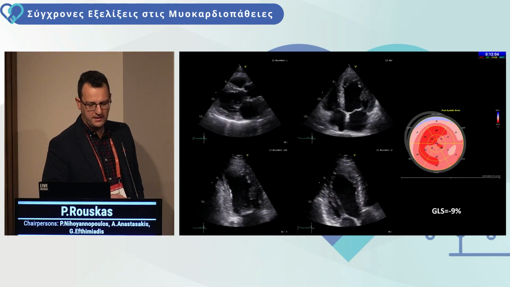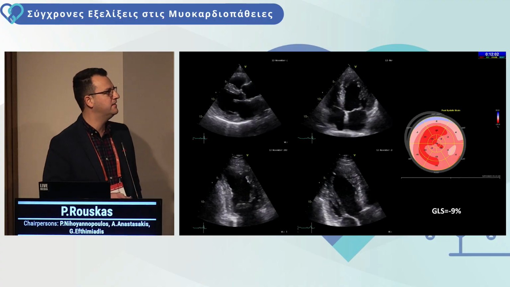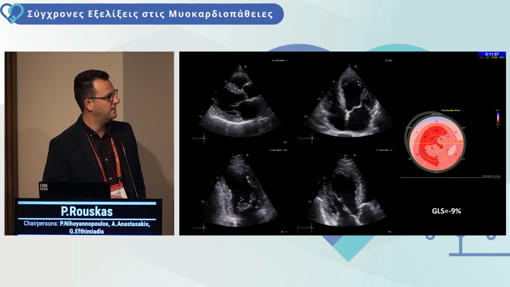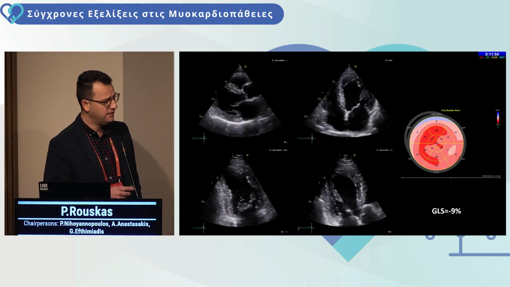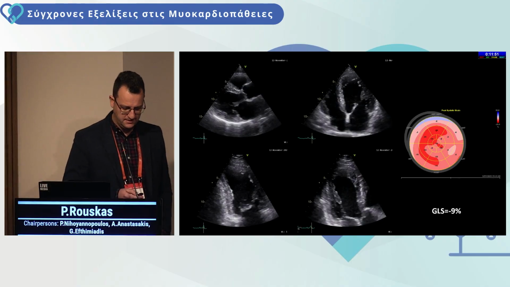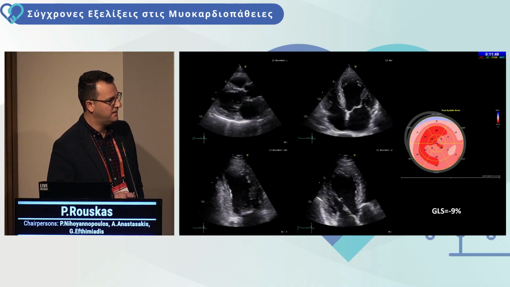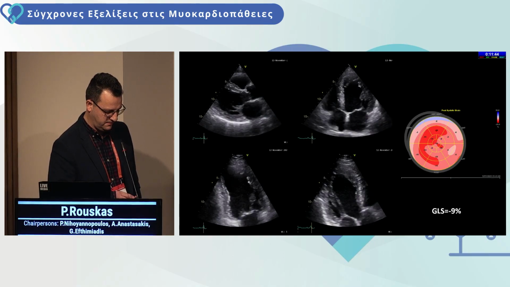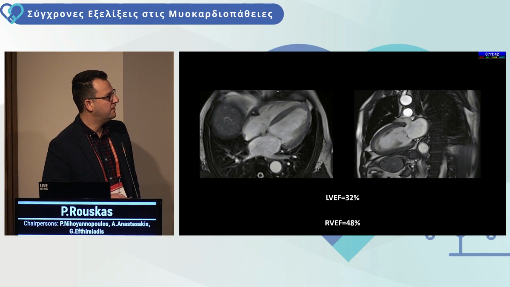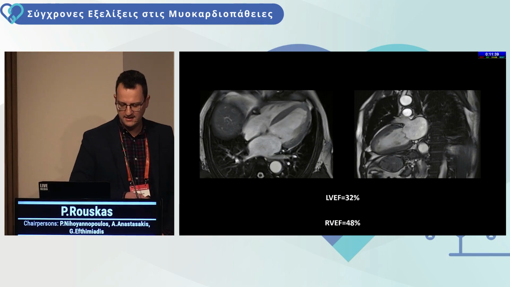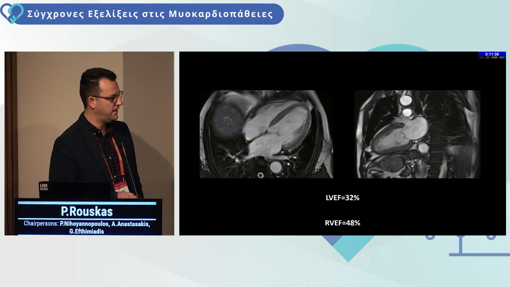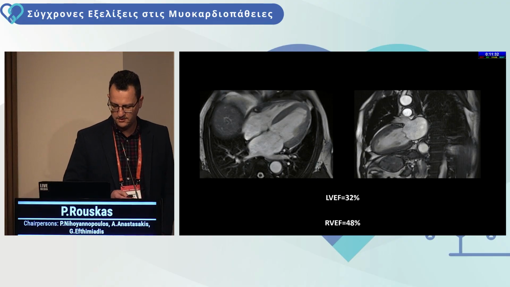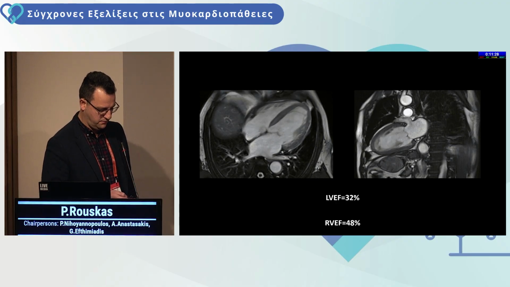Here we can see the echo of the patient, with a mildly dilated left ventricle with low systolic function, mild LVH of only up to 13 millimeters, and the GLS being quite abnormal at -9%. We performed an MRI later, which confirmed the mildly dilated LV with a low ejection fraction, down to 32%, and there was also mild RV systolic dysfunction with an RV ejection fraction of 48.